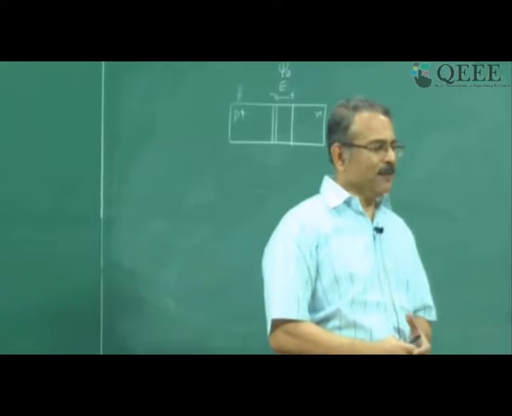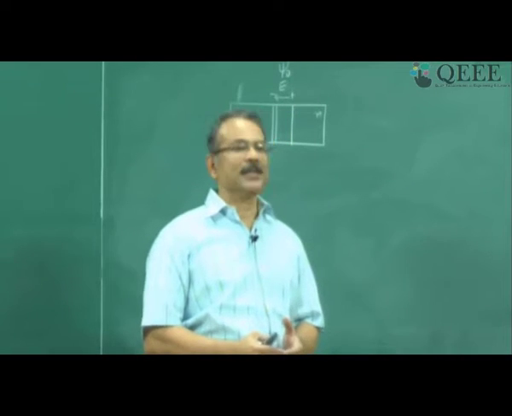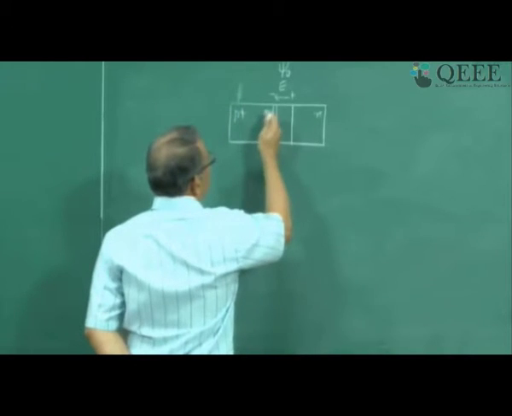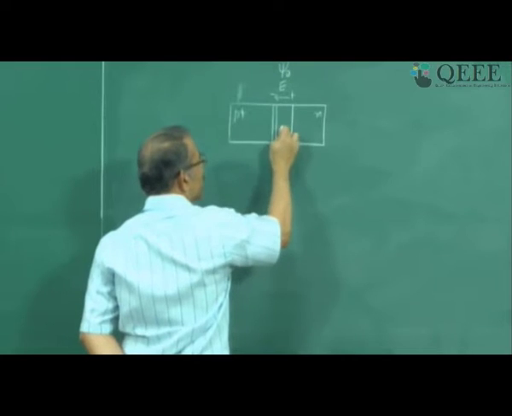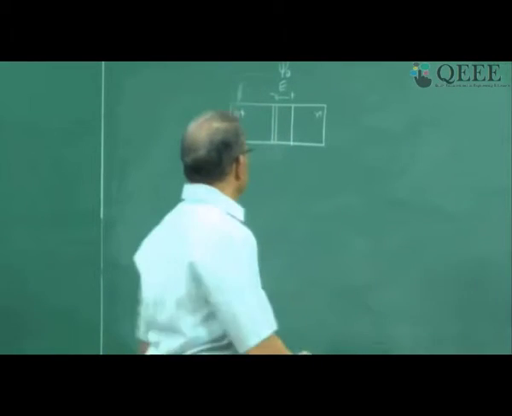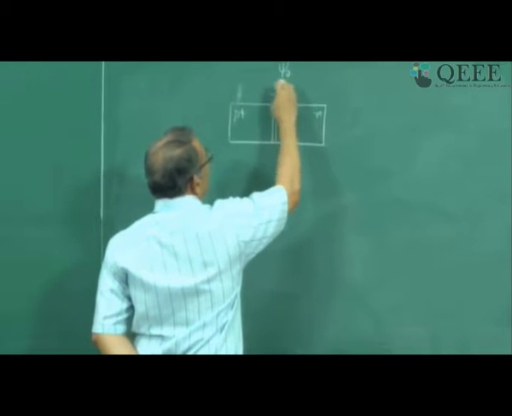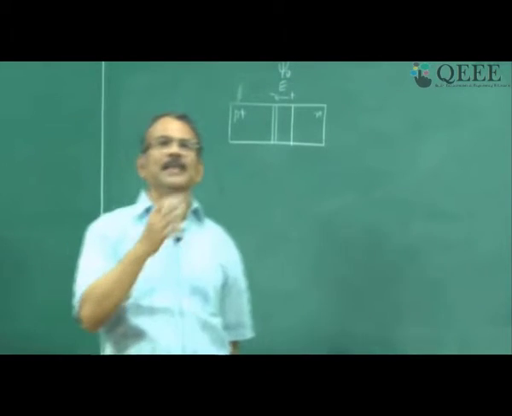Equilibrium is reached when the field due to space charge sets up a drift tendency which exactly counterbalances the diffusion. Now we said that whenever P region is brought in contact with N region, electrons diffuse from N to P, holes from P to N. Question is, when will they stop diffusion? So they stop when this charge which is built up, which creates the field, opposes the diffusion tendency exactly.